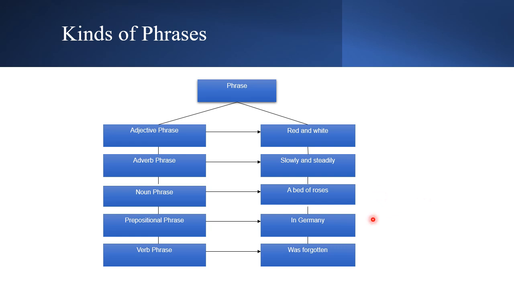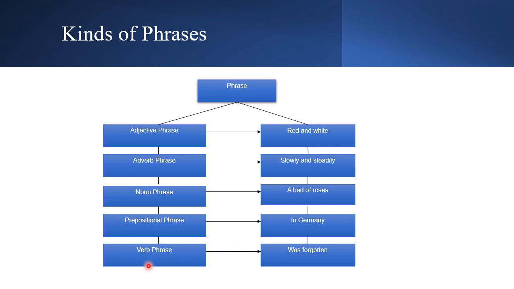The next one is noun phrase. A bed of roses. Now roses is a noun, so a noun phrase must have a noun in it. The next one is prepositional phrase. In Germany. Now if you haven't watched my video about prepositions, then it would be difficult for you to understand this. So can you please go back and watch those, all of them, adjective, noun, pronoun, these videos. Then this would make good sense. So if it is a prepositional phrase, it must have a preposition in it. So in Germany, the word in is a preposition.